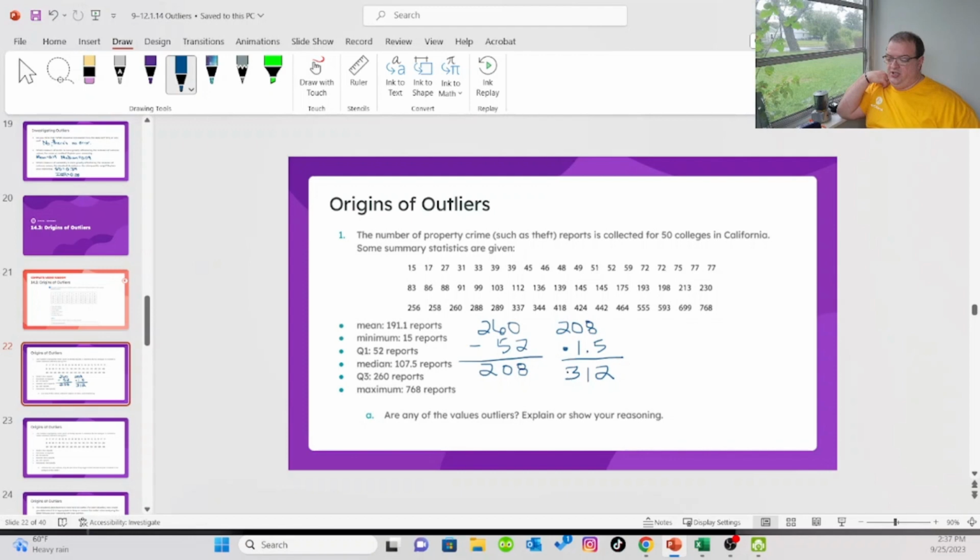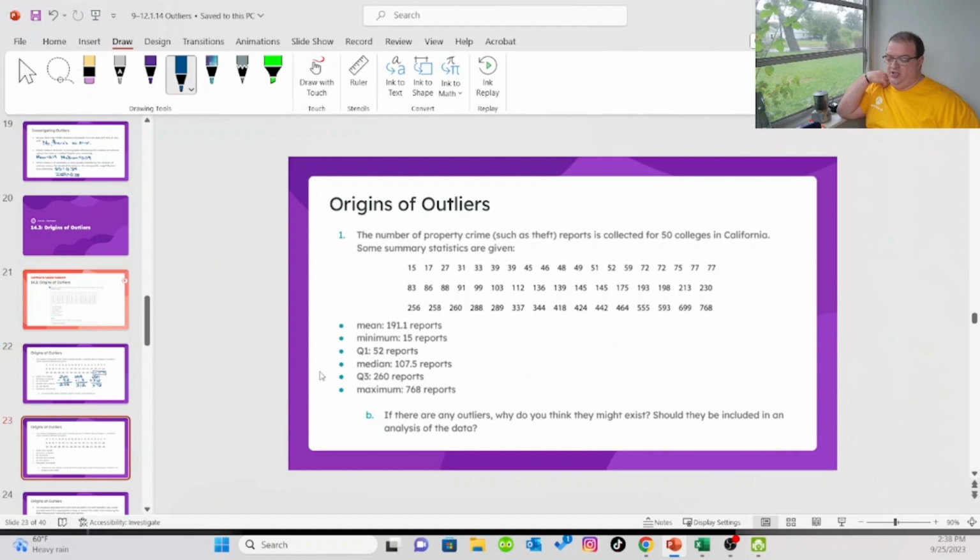an outlier. So we don't have to check on the low end because the minimum is 15. If I subtract 312, I'm going to be in negative numbers, and I can't have negative reports. So there's no outliers to the low end. But what I can do is take my Q3, which is 260. I can add the 312, which is my IQR times 1.5, and that's 572. So anything above 572 is going to be considered an outlier. And in this case, we have three values that would be considered outliers: 593, 699, and 768. Those three values would all be considered outliers.